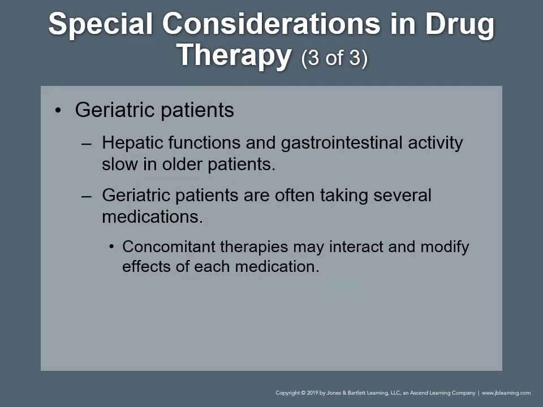In geriatric patients, changes in pharmacokinetics are comparable to those in young children. Hepatic functions and GI activity slow in older patients, which delays absorption and elimination. Geriatric patients are often taking several medications. The concomitant therapies may interact and modify the effects of each medication. They may have alterations in normal mental status when on multiple medications and may unintentionally overdose on a particular drug or forget to take it.